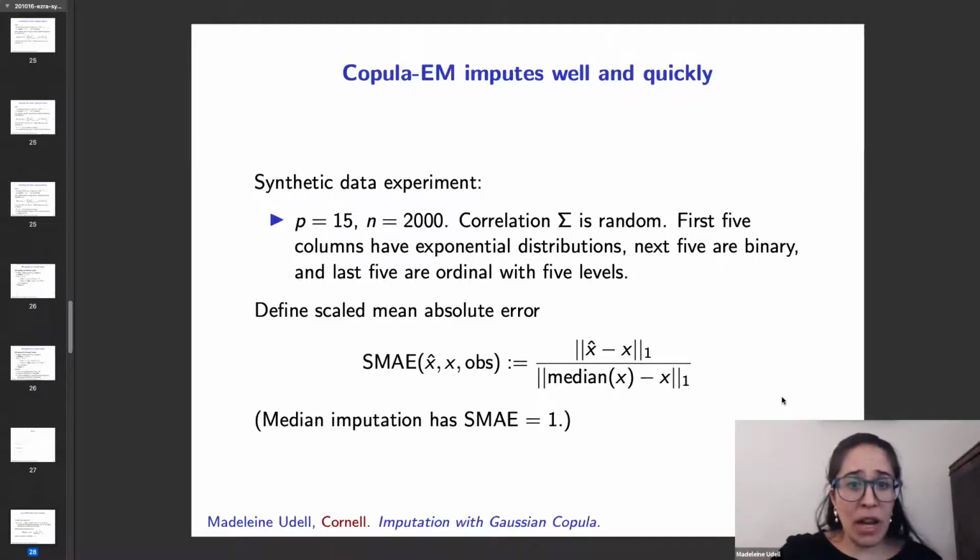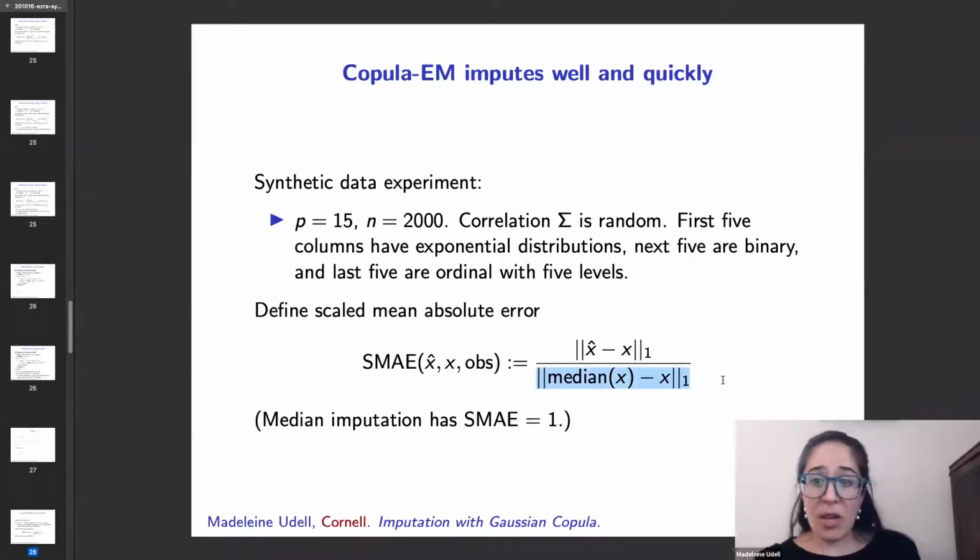The way I'm going to compare a lot of algorithms here is in terms of the scaled mean absolute error. The scaled mean absolute error says, how far off are my imputations in the L1 norm, divided by how good it would be just imputing with the median value from each column. That's a nice measure, because if you're doing better than median imputation, your scaled mean absolute error is less than 1, and otherwise it is greater than 1. So if your SMAE is greater than 1, then you should stop using your fancy method and just impute with the median.